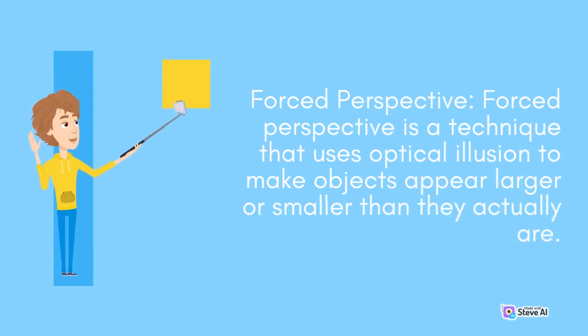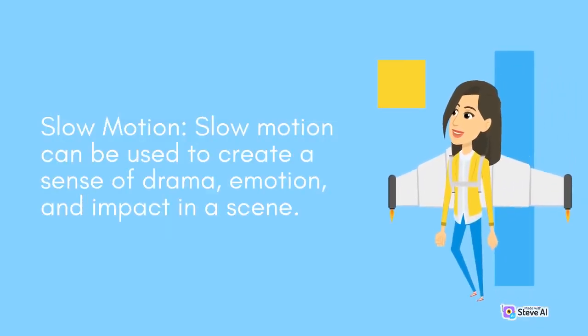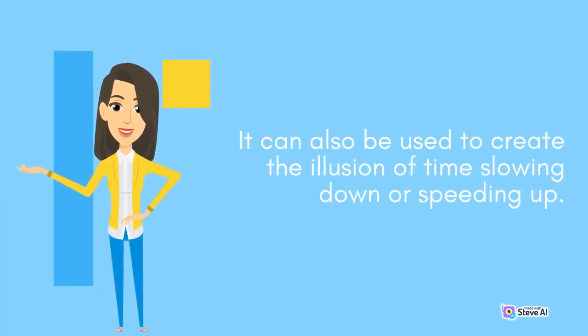Forced perspective. Forced perspective is a technique that uses optical illusion to make objects appear larger or smaller than they actually are. It involves placing objects closer or further from the camera to create a sense of depth and scale. Slow motion. Slow motion can be used to create a sense of drama, emotion, and impact in a scene. It can also be used to create the illusion of time slowing down or speeding up.